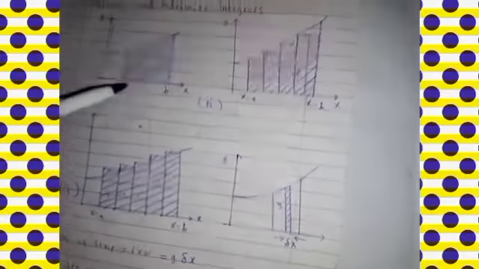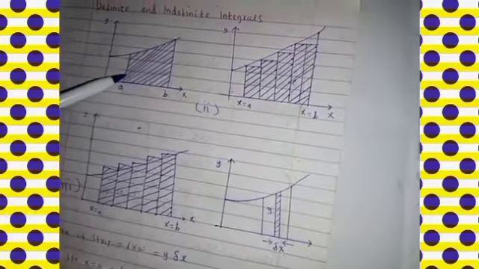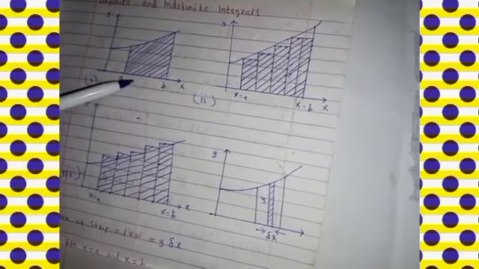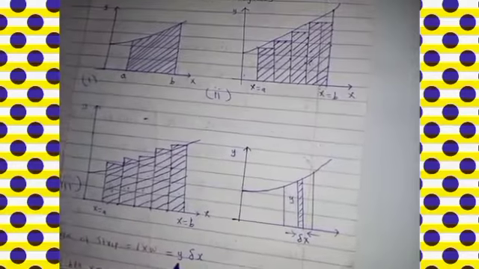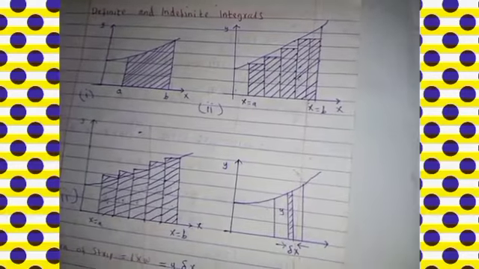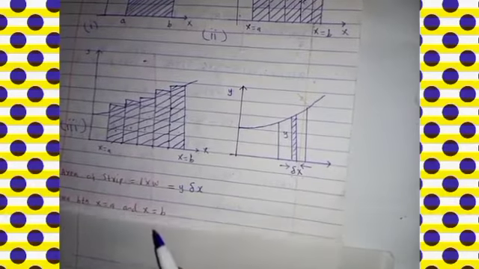What we are calling a strip here is the rectangles into which we subdivide our region. We subdivide our region into a number of rectangles. So each of the strips will have this area. It will have the area given by y times delta x, as shown here.